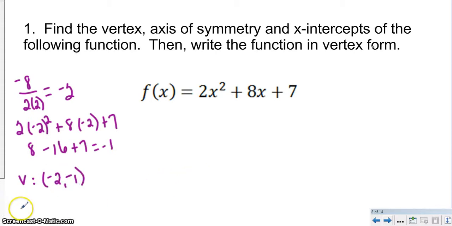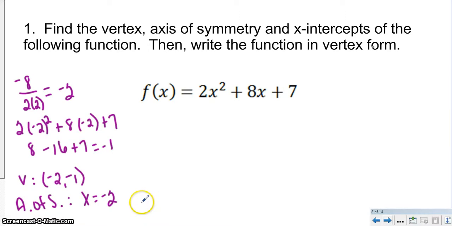The axis of symmetry, as I mentioned before, is a line, so you need to give me a linear equation for that. It is just going to be whatever the x value is in your vertex. So x equals negative 2 is the line for your axis of symmetry.